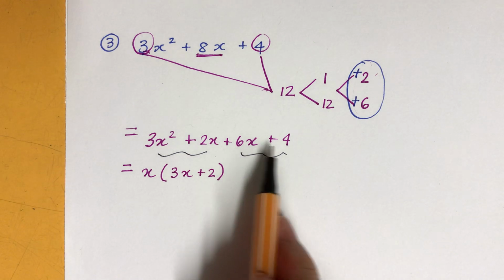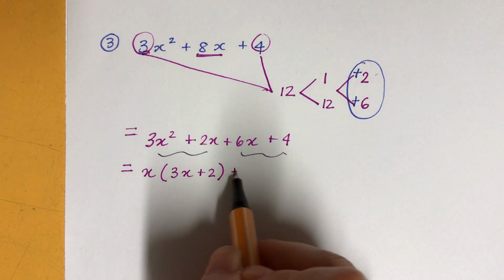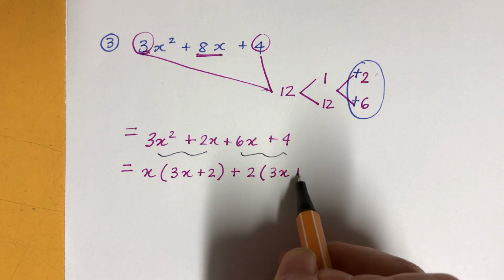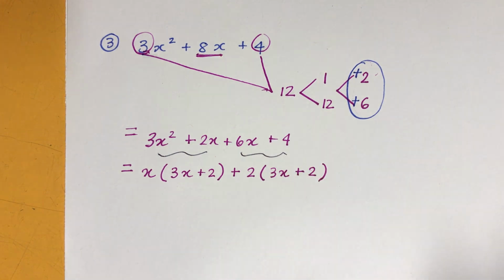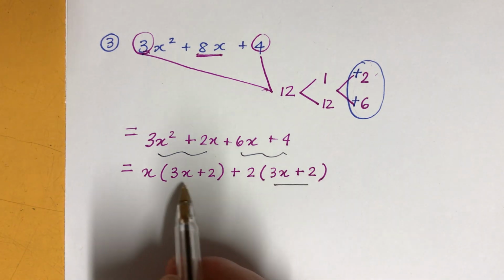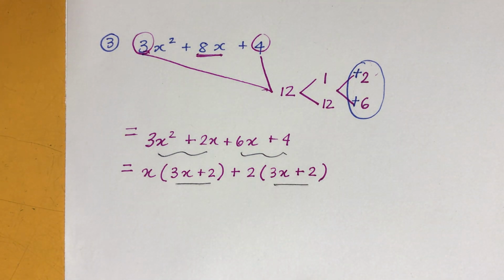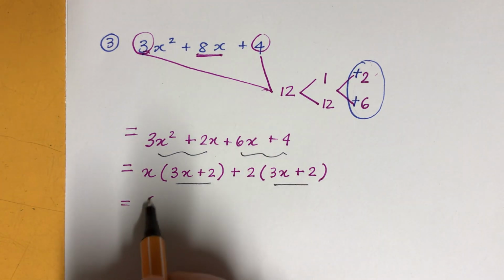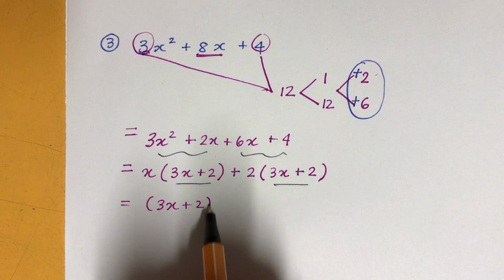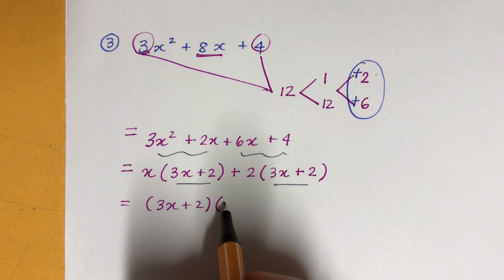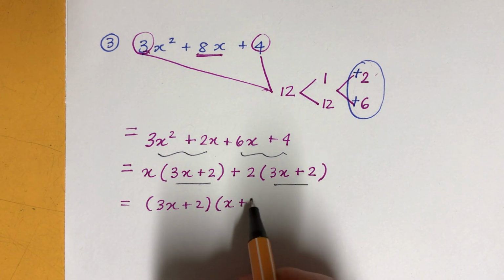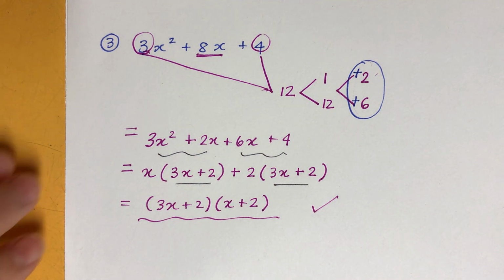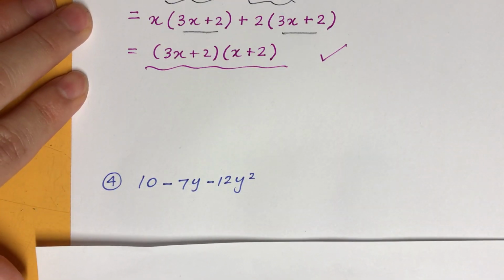Okay, and here what's the common factor? 2. So I'm going to take 2 out, and I'll be left with 3x plus 2. And again, I've got 3x plus 2 as my common factor. So I'm going to put this into 3x plus 2, and remember to put all the rest in another bracket. So that is my factors. Okay, now let's have a look at another one.